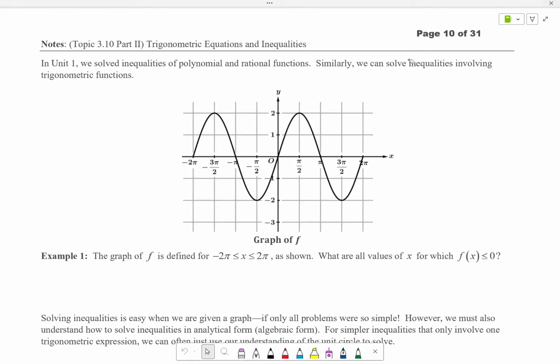Exact same answer. What'd you get? Is it negative pi to 0 inclusive? Okay, and what? Pi to 2 pi. Are you good with this?